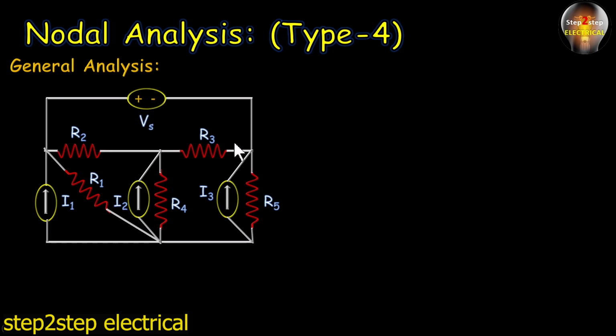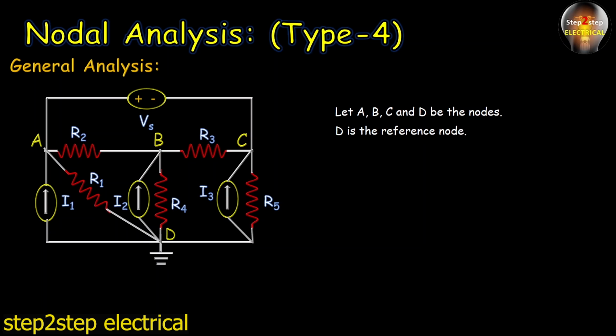Okay friends, as we have done in the previous parts for the general analysis, in the same way first of all we will find out the nodes. Here we can see this is the first node, this one is second, this one is third, and this is the fourth node. So let's assume A, B, C, D be the nodes, where D is the reference node as usual. And now we also have to assume the voltage of each of the nodes. So let VA, VB, VC and VD be the voltages at the nodes A, B, C and D respectively.